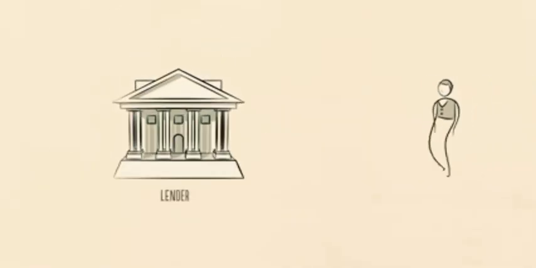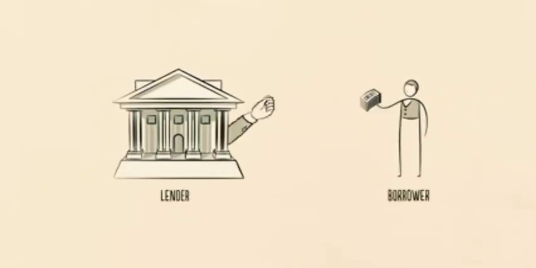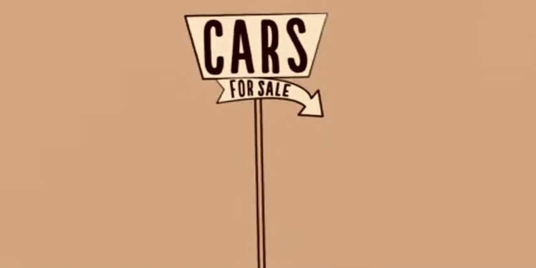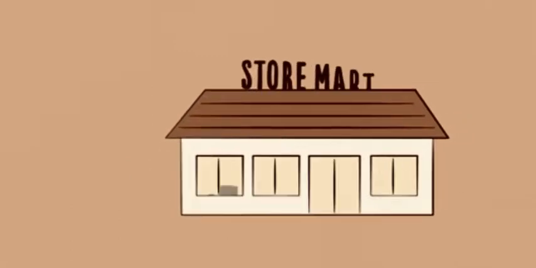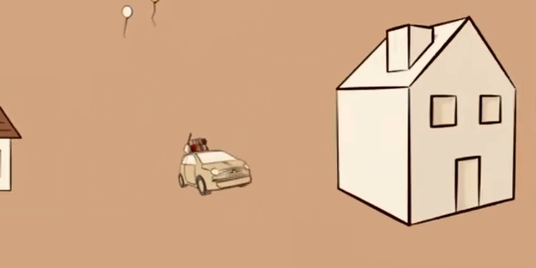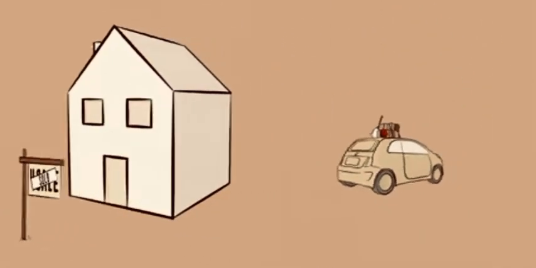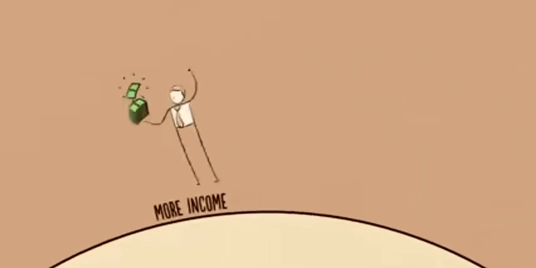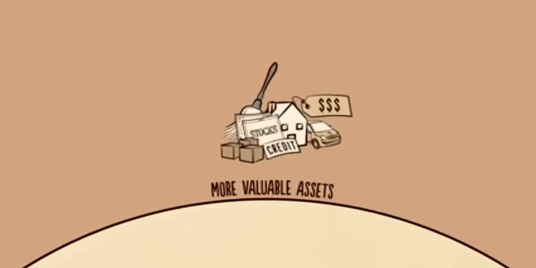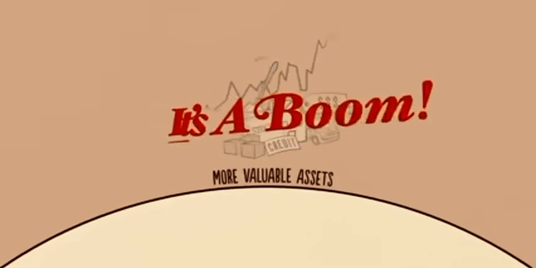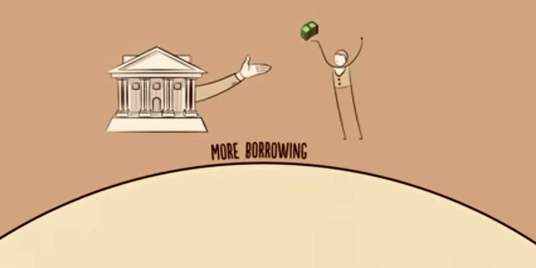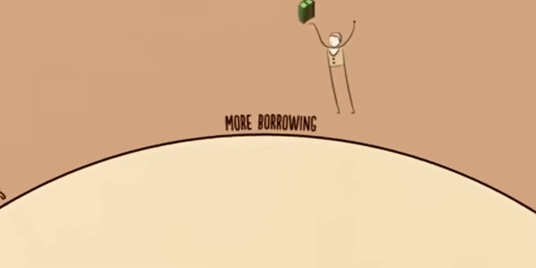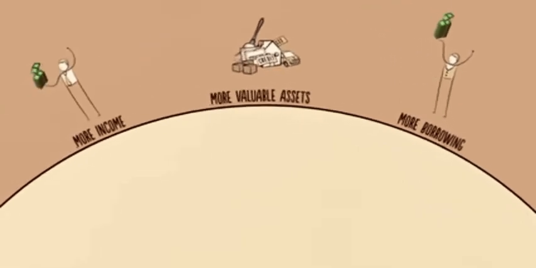Despite people becoming more indebted, lenders even more freely extend credit. Why? Because everyone thinks things are going great. People are just focused on what's been happening lately. And what's been happening lately? Incomes have been rising. Asset values are going up. The stock market roars. It's a boom. It pays to buy goods, services, and financial assets with borrowed money. When people do a lot of that, we call it a bubble.